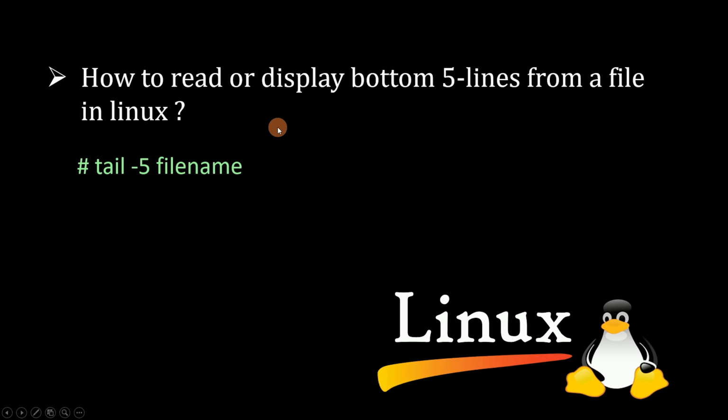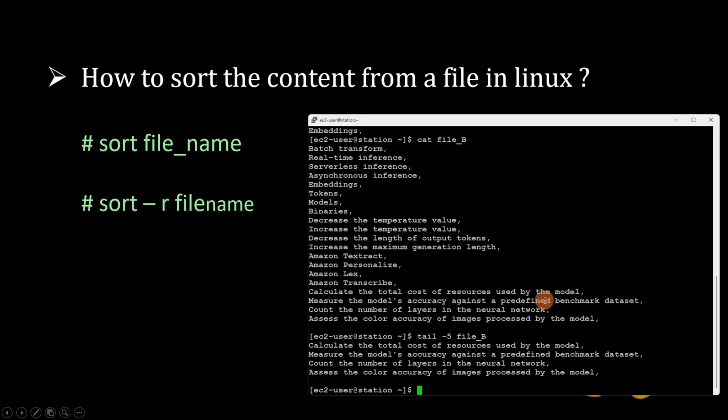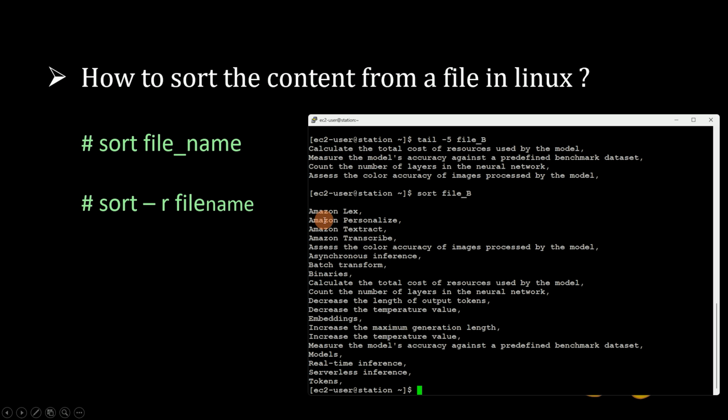Now next question: how to sort a content of a file in Linux. So for that command, sort file name, and if you want that in reverse order then you can use sort space -r space file name. This will be the command. So let's try. It has been sorted as per the alphabetical order.